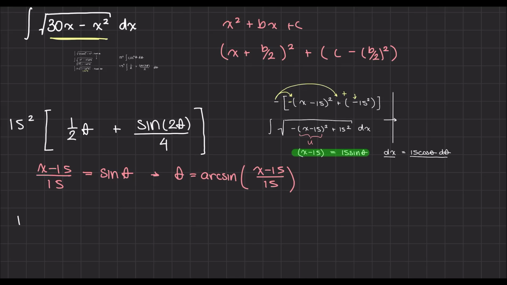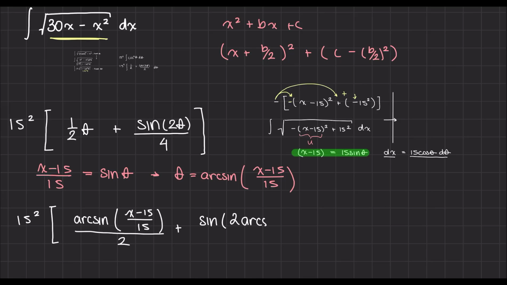And so the final answer is 15 squared times (arcsine of (x minus 15) over 15, all over 2, plus sine of 2 arcsine of (x minus 15) over 15, divided by 4). And the most important part is plus C, because it's an indefinite integral.